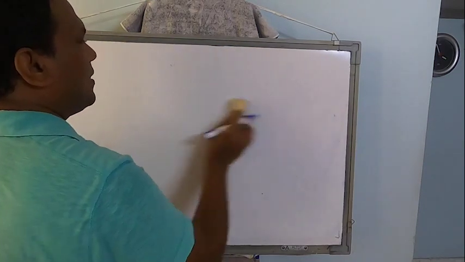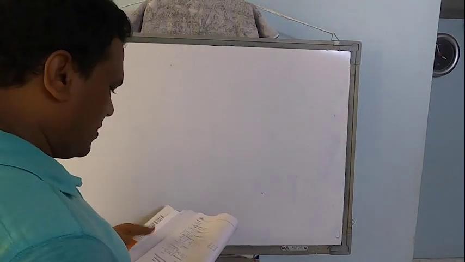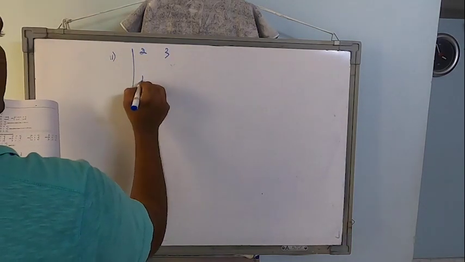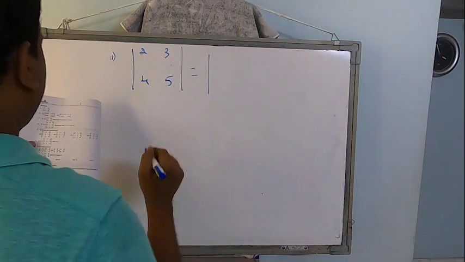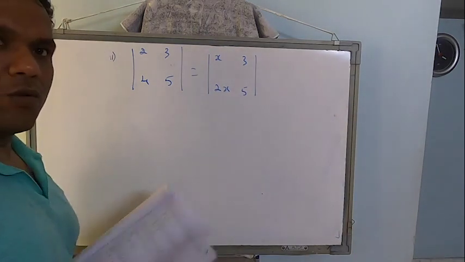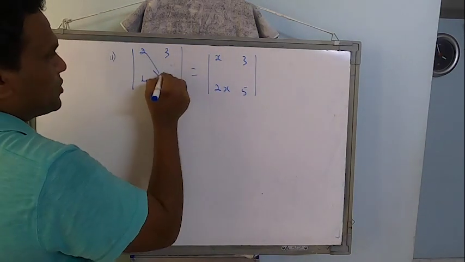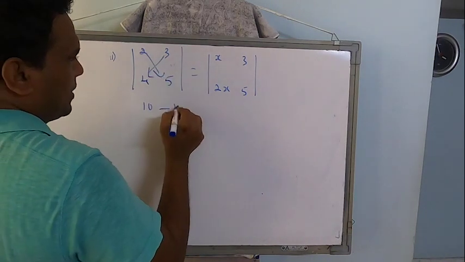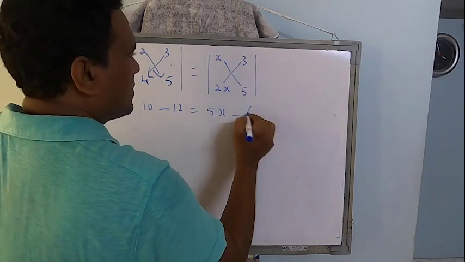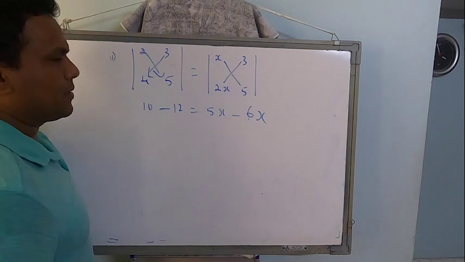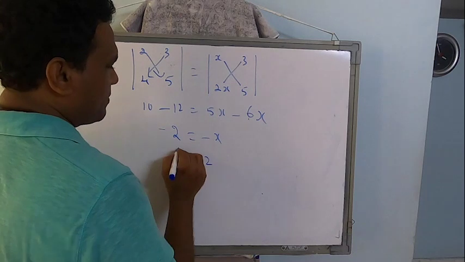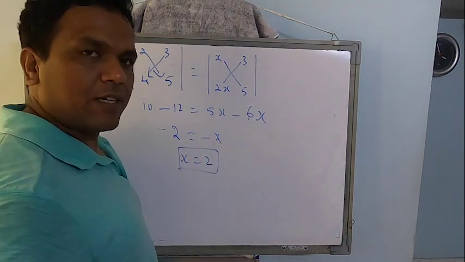Let's move to the second problem of the 7th. What does the second problem say? Determinant 2, 3, 4, 5 equal to determinant x, 3, 2x, 5. So expand both sides and get the value. The expansion: 10 minus 12 equal to 5x minus 6x. That's okay, right? So this is going to be minus 2, and here it's going to be minus x, so x is simply 2. That's how to find the value of x.